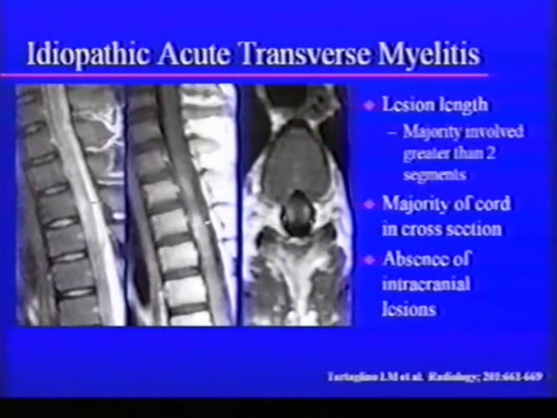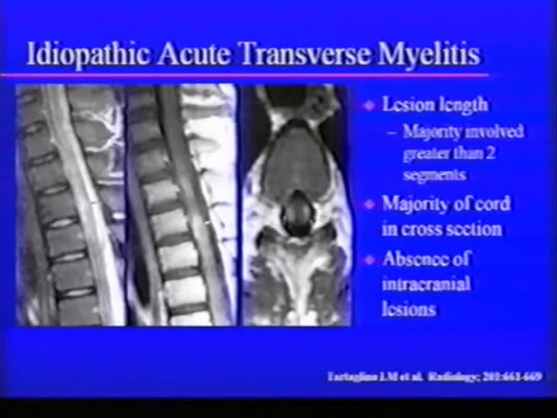Now we'll go over some general rules that people have come up with in looking at a number of cases of different entities within the transverse myelitis syndrome. There is a paper by Tartaglino, the references are all in your handout, where they looked at a number of patients that had idiopathic acute transverse myelitis versus multiple sclerosis related. And what they found out is in looking at the spinal cord, there's a couple general rules that you can use. Not always the case, but it increases your specificity a little bit.